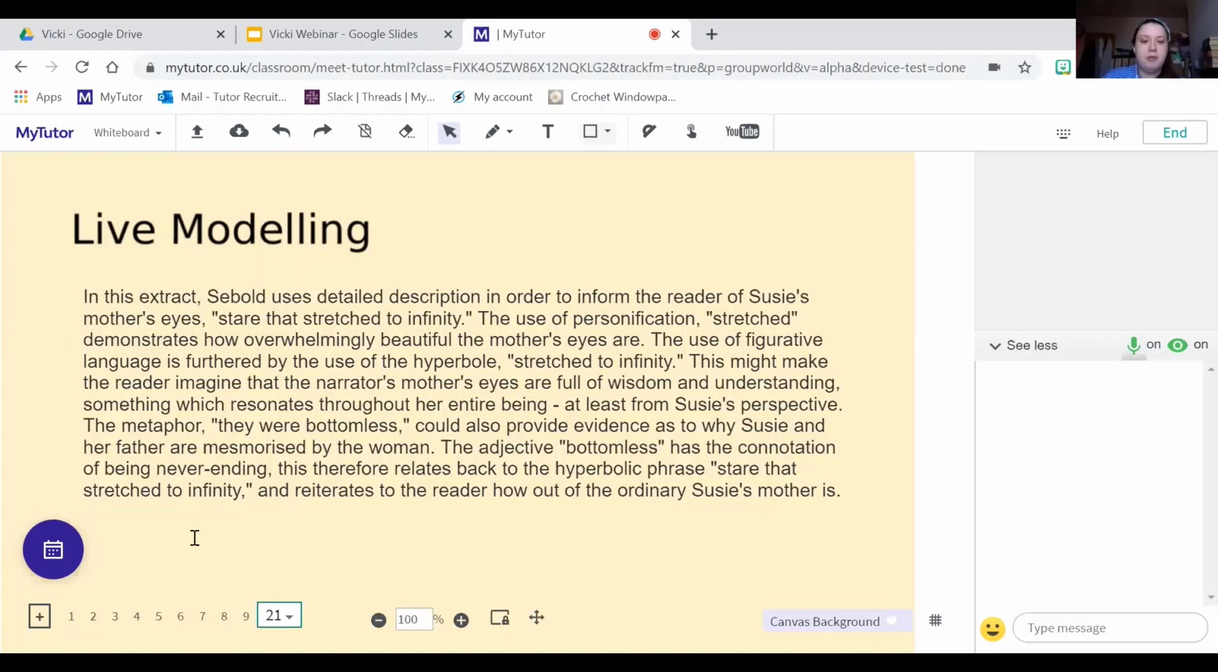The metaphor "they were bottomless" could also provide evidence as to why Susie and her father are mesmerised by the woman. The adjective bottomless has the connotation of being never-ending. This therefore relates back to the hyperbolic phrase "stare that stretched to infinity" and reiterates to the reader how out of the ordinary Susie's mother is.